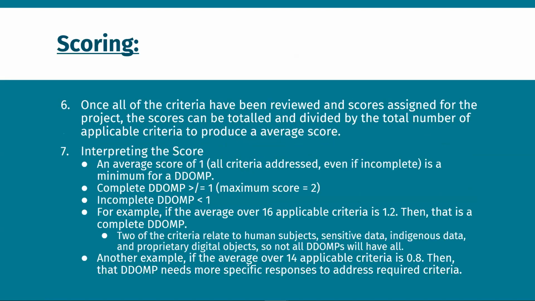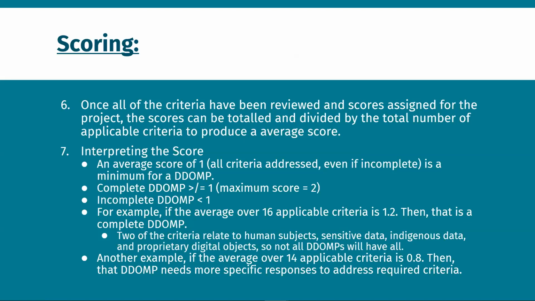So once that's all been done, you calculate your score as a simple average and assign a score. Interpreting the score, an average score of 1 or greater, hopefully, means criteria are addressed, even if incomplete. So all elements of the DDOMP are there, and that would be like a minimum. So anything less than an average of 1 means that some elements that are required are absent. A more complete DDOMP with a maximum score average of 2 would be very detailed and have all of the elements thought through and explained in the DDOMP. For example, if the average over 16 applicable criteria is 1.2, then that is a complete DDOMP.